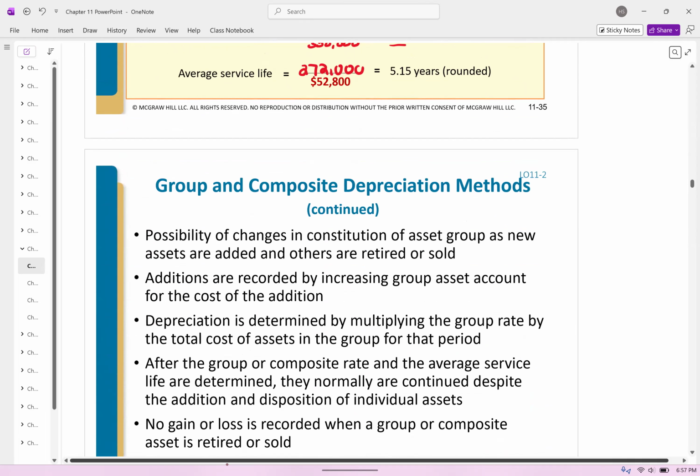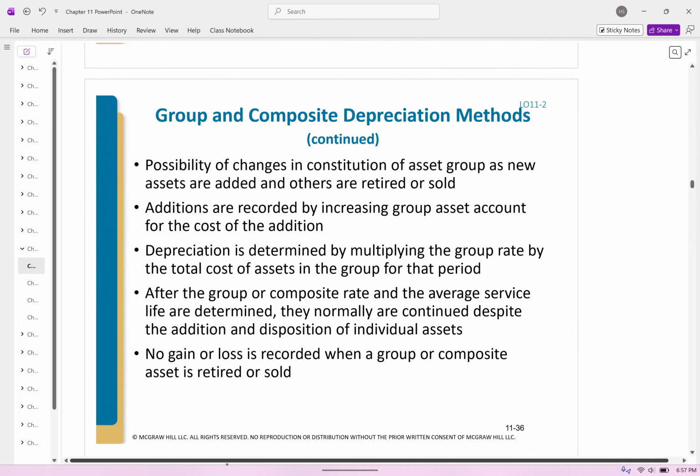So there is the possibility of changes in constitution of asset groups. New assets are added and others are retired and sold. The additions are recorded by increasing the group asset account for the cost of the addition. Depreciation is determined by multiplying that group rate that we calculated by the total cost of assets in the group for that period. When we get rid of an asset, when we're doing group or composite, there is no gain or loss recorded on those. The gain or loss just gets shoved back into accumulated depreciation.